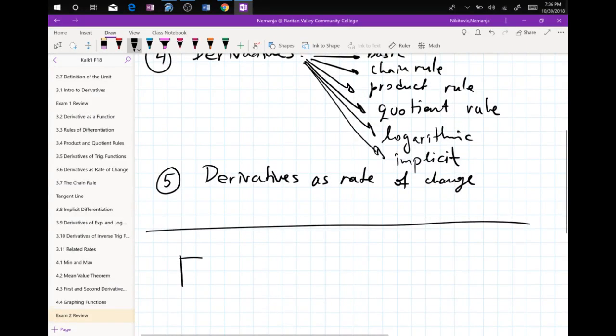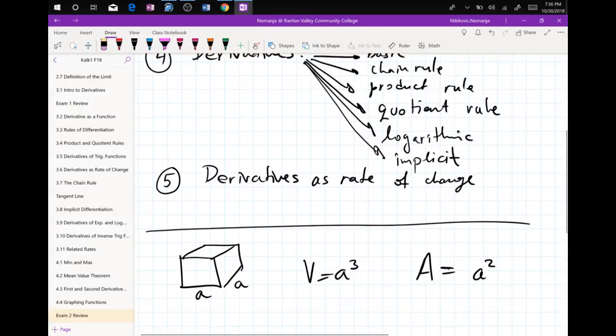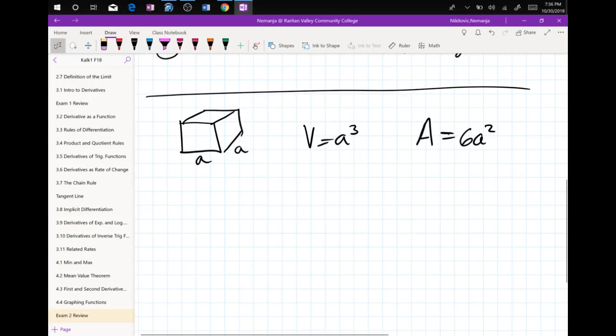Say you have a cube with the side a, whose volume is a cubed, and surface area A is 6a squared, because you have 6 faces on a cube. Each face is a squared, so the total surface area is this. Is there a way to write a formula so that these are connected? And the answer is yes, right? You can connect these formulas through a.